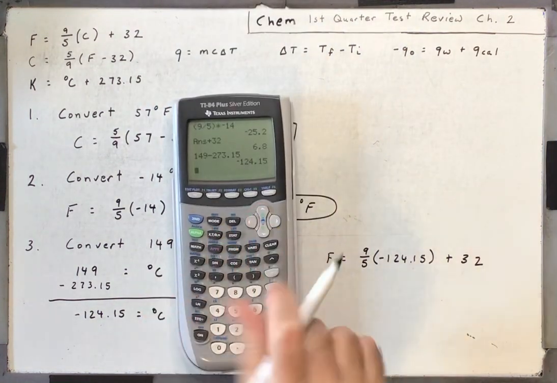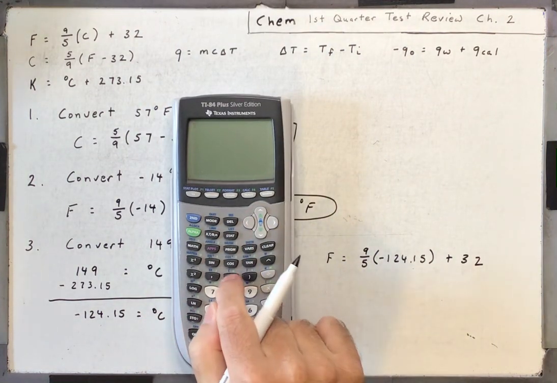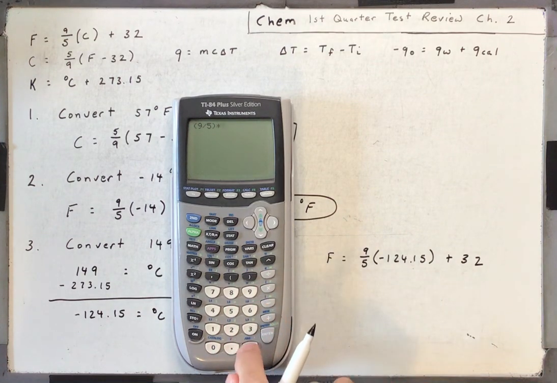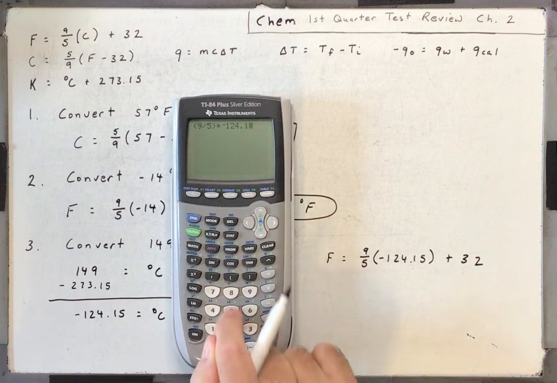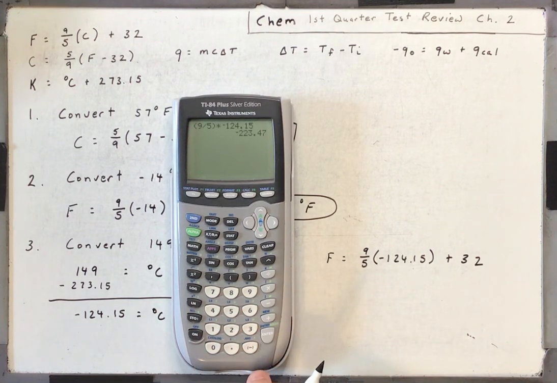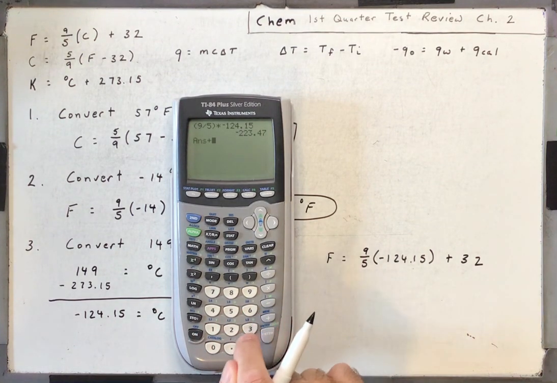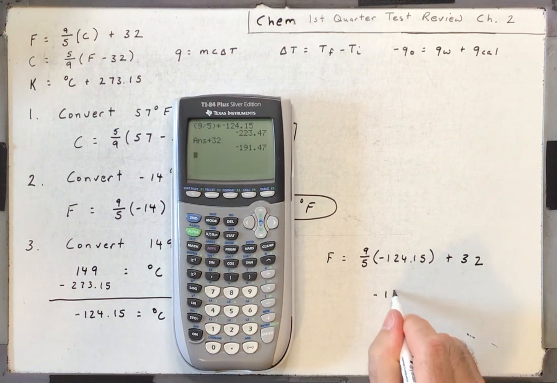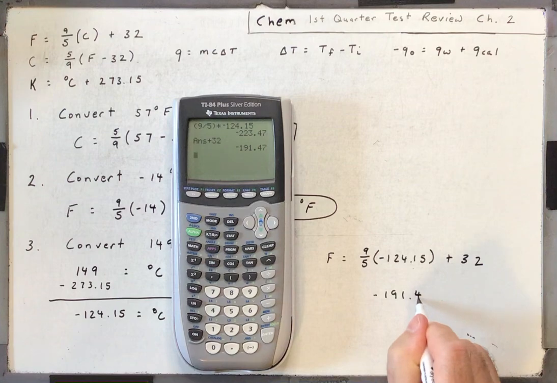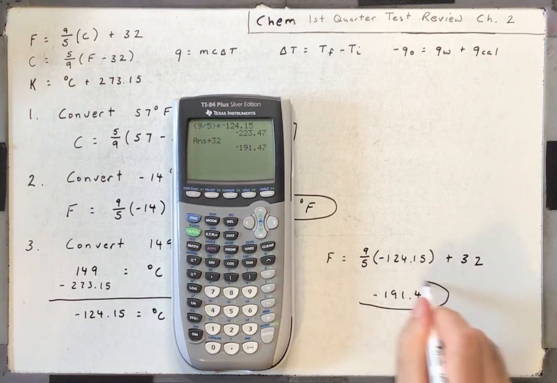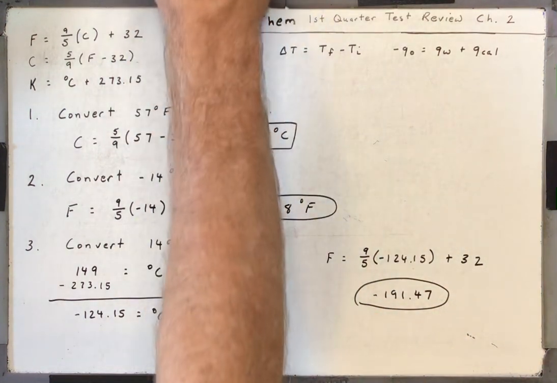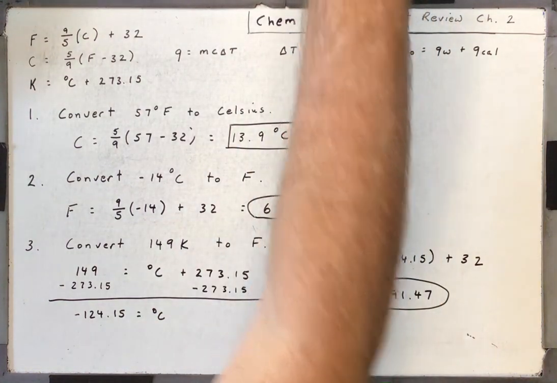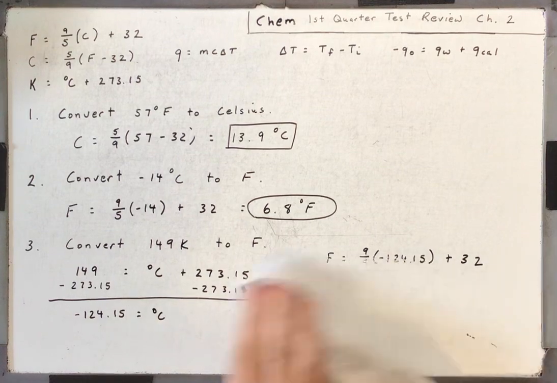Okay, so I'm going to put that 9 divided by 5 in the calculator times negative 124.15. I usually hit enter there, get an answer, and then just add 32 to that answer. And you have negative 191.47. All right, so that should pretty much catch all the temperature conversion type problems that you might get.